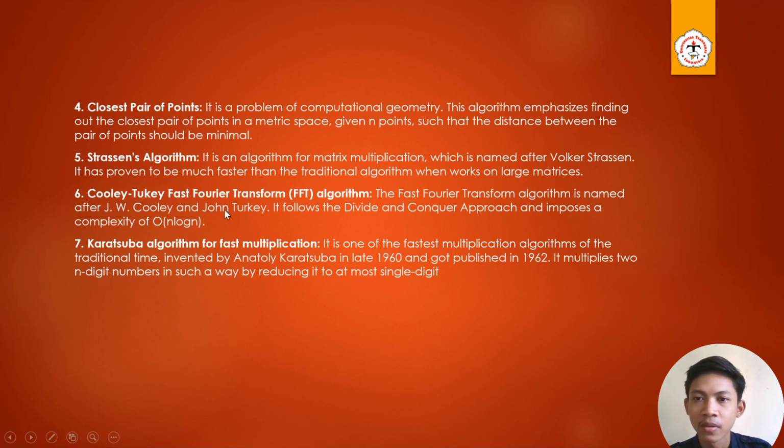6. Cooley-Tukey fast Fourier transform algorithm. The fast Fourier transform algorithm is named after J.W. Cooley and John Tukey. It follows the divide and conquer approach and has a complexity of O(n log n). And last, 7. Karatsuba algorithm for fast multiplication. It is one of the fastest multiplication algorithms of the traditional time, invented by Anatoly Karatsuba in late 1960 and published in 1962. It multiplies two n-digit numbers by reducing them to at most single-digit multiplications.